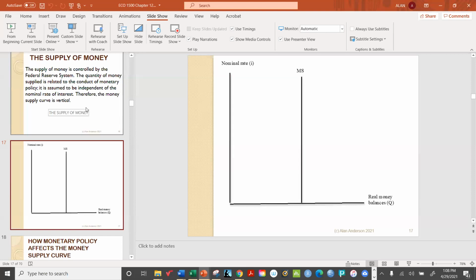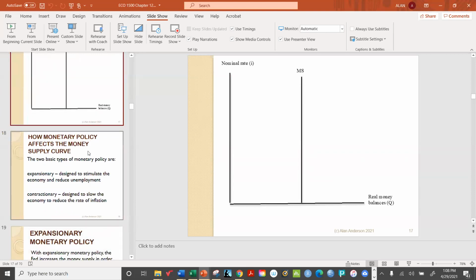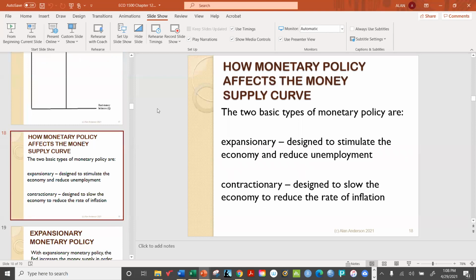So guess what we're going to do now? Oh, no, first we have to see how monetary policy affects this curve. So remember, there's two basic types of monetary policy: expansionary, which is designed to stimulate the economy and reduce unemployment, and then contractionary, where we're trying to slow down the economy in order to reduce the rate of inflation. So the Fed has a tough job. They have to walk a tightrope between keeping unemployment low and inflation low.